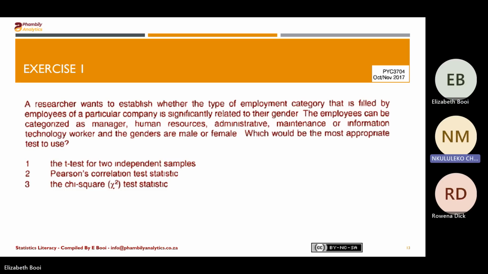I'll take 3. It will be 3 because we've got 2 categories. We've got the employment category and also we've got gender.